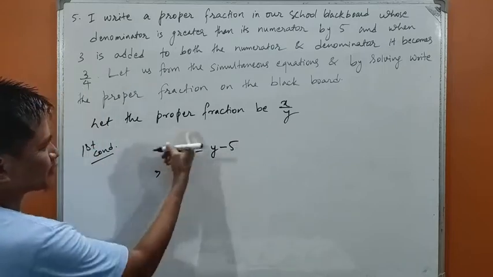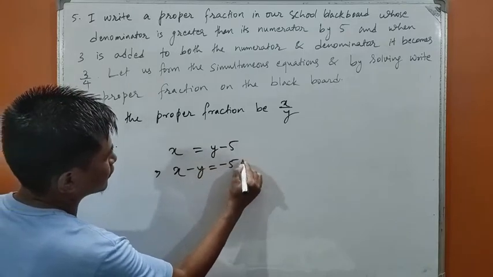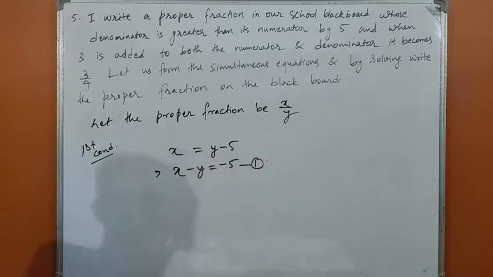Now let us bring this plus y to the left hand side. x minus y equals minus 5. So this is equation 1. Very simple, isn't it? So second condition.